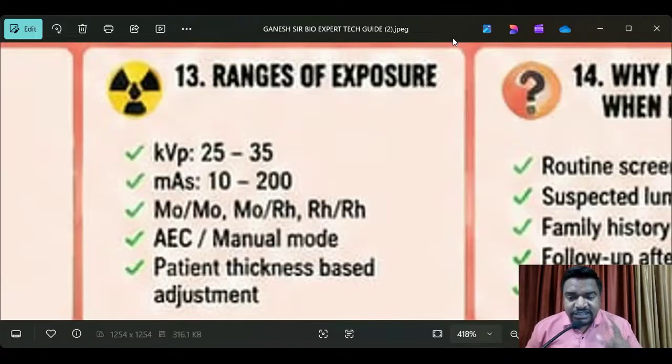As a top regional manager, we have a lot of responsibilities, and everyone should carry those responsibilities in their duty, right? Come on. Now, the ranges of exposure: kVp 25 to 35, mAs 10 to 200, and MOC here, MORH or RH, and AEC manual mode, along with patient thickness and patient adjustment. These are the ranges of exposure.